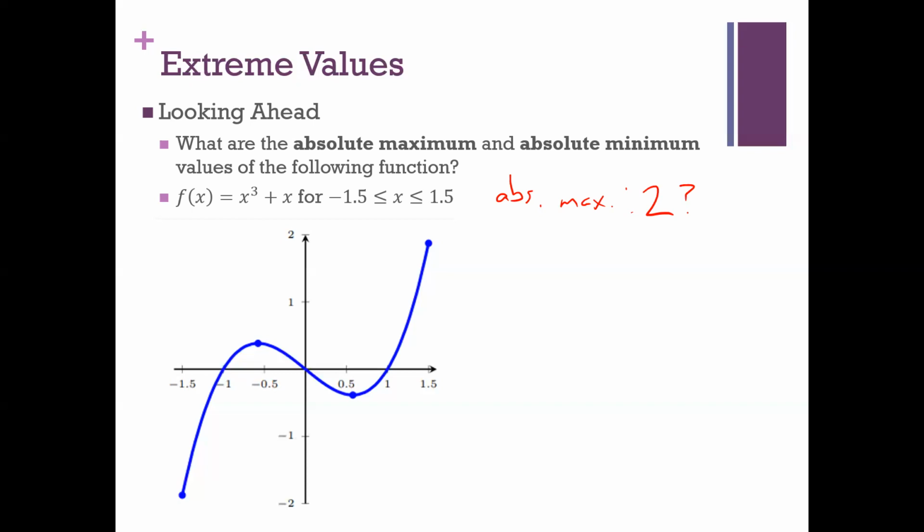Should be a lot more than 2. I don't even know if this graph seems like it fits that. Let's just go with 2. I don't even think that works. 1.5 cubed is a lot more than 2. So whatever this function is, I don't think it's defined by that, but let's go with 2. So following that logic, what would the absolute minimum be then? -2?